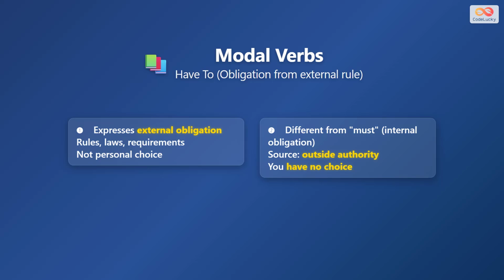Have to expresses external obligation from rules, laws, and requirements. It shows something is not your personal choice, but comes from outside authority. This makes it different from must, which shows internal personal obligation.